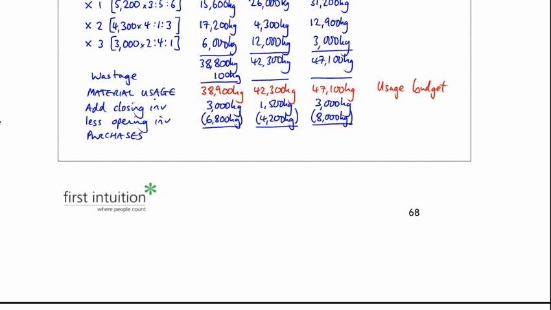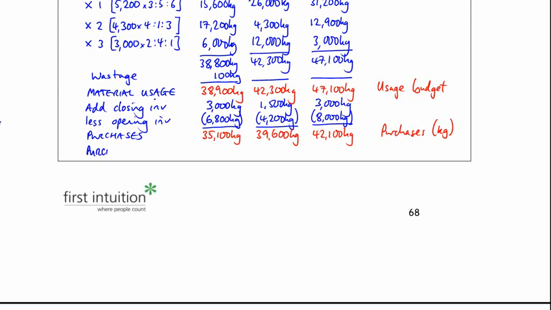In kilograms, that's going to be 35,100, 39,600, and 42,100. So that's the purchases budget by volume. And if you have enough information in the question, you may well then go and work out the material budget in monetary terms as well.